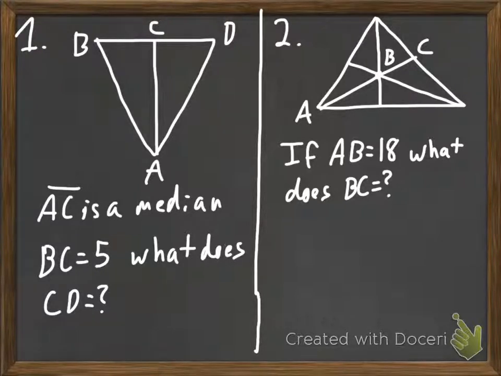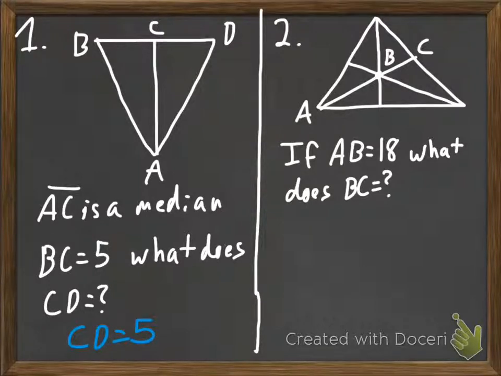Okay, example 1. We see that AC is a median and it's intersecting BD. And we know that the distance BC equals 5. Well, we know that medians bisect their opposite side. So that means if BC is 5, then CD must also equal 5.